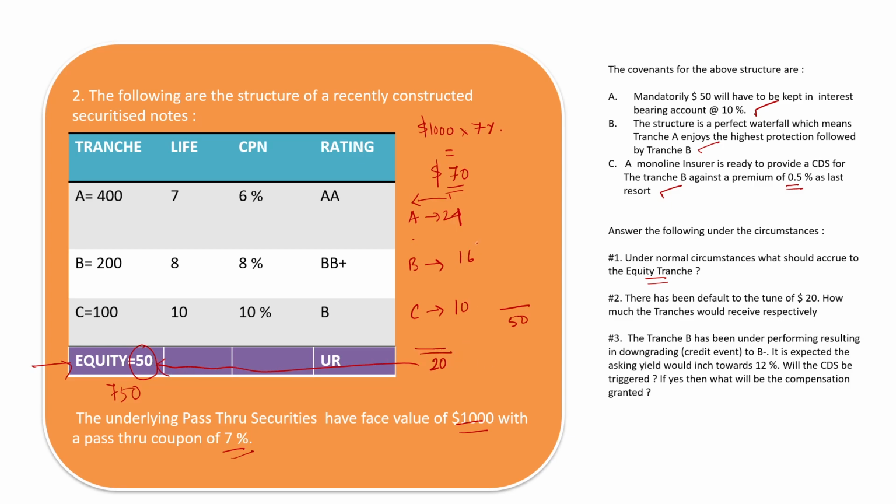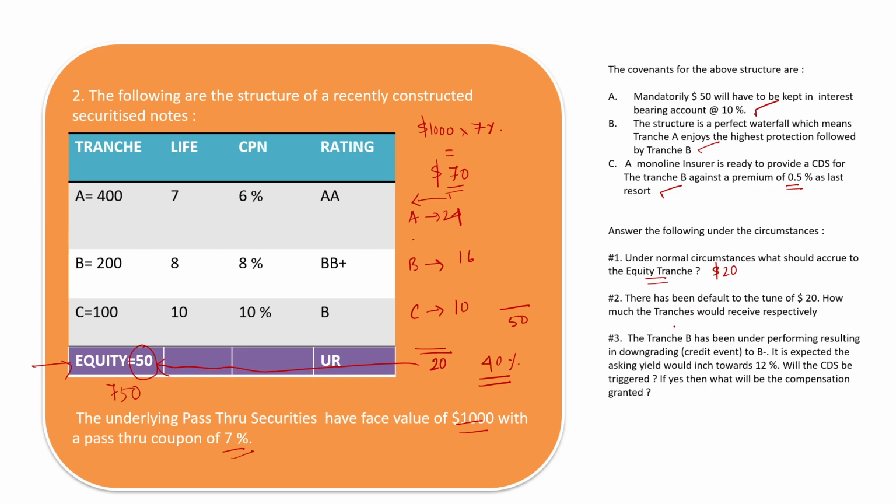Now, mind you, the yield to this equity tranche holder is excessively high, to the tune of 40%. But that is exactly the motivation why a CDO manager in the first place came out with this sort of engineered structure. So we answered the first question. Under the normal circumstances, the equity tranche will receive $20 against an investment of $50. The second question talks about a default to the tune of $20. How much would the tranches receive respectively?